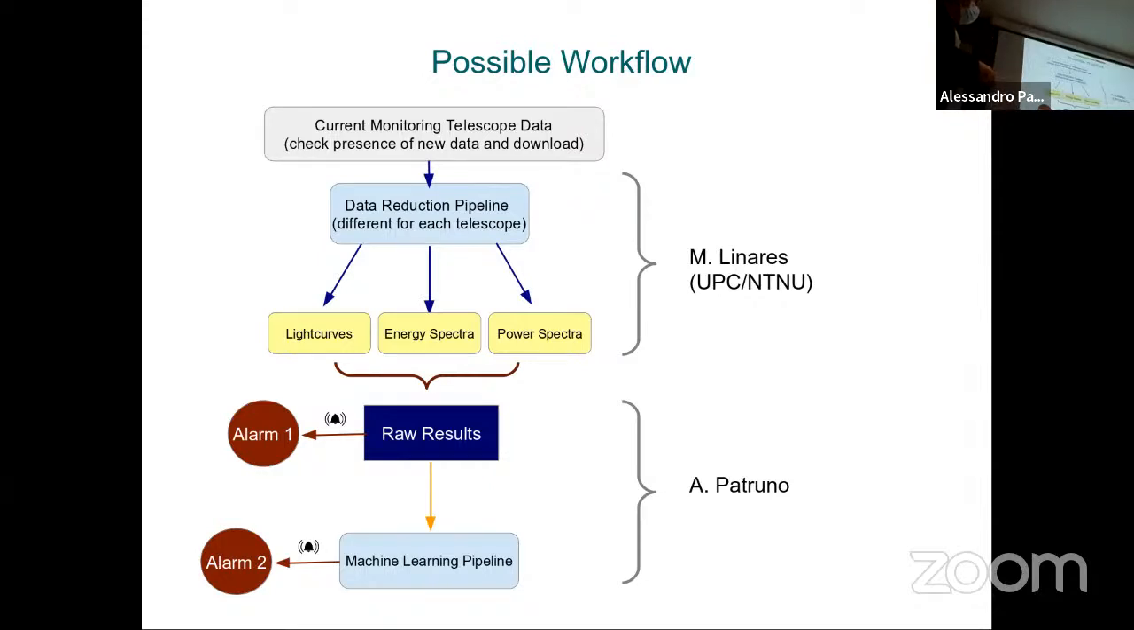And then you have the raw results, and these raw results are either processed via standard analysis. For example, you just check whether there's a peak in the power spectrum, or if there is a certain feature in the energy spectrum, and so on. You can send an alarm message to the people. And then my idea was to also explore some machine learning methods to dig a little bit deeper inside the results.